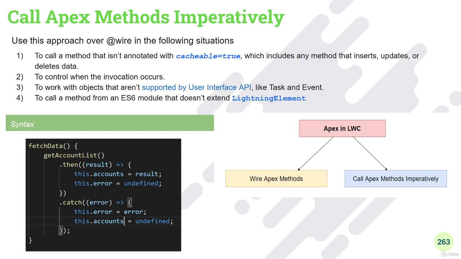And the syntax is a little different. This time you just call the Apex method, that is getAccountList, and it returns a promise. The promise can be resolved using a then method. If it receives success, it will come in the result. If it throws an error, the catch will catch the error and print the error. So let's go to VS Code and implement this.